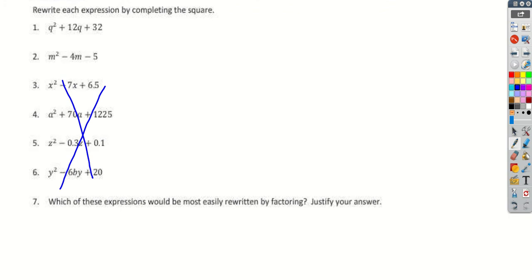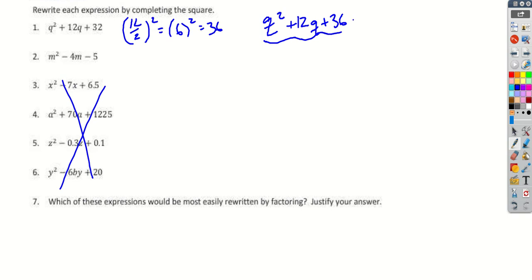So if you looked at the first one, right, 12 over 2 squared is 6 squared, which is 36. So we're going to rewrite this as, right, q squared plus 12q plus 36. That's our perfect square. We have to equal 32, so we're going to subtract 4, so it equals 32. And then this q plus, remember, go back over here, 6 squared minus 4. Okay?